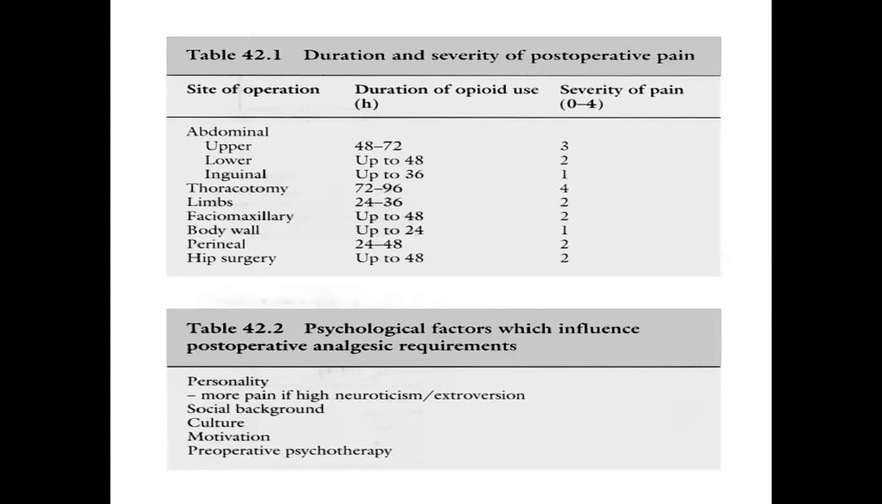You can see from this slide that the most intense pain, if we go through this severity of pain scale, is through the thoracotomy, when the chest is opened for lung surgery or for cardiac surgeries. It lasts much longer, up to 96 hours, and the severity of the pain is up to the maximum, that is scale 4. Then, we just talked about the psychological factors that can influence the post-operative analgesic requirements.